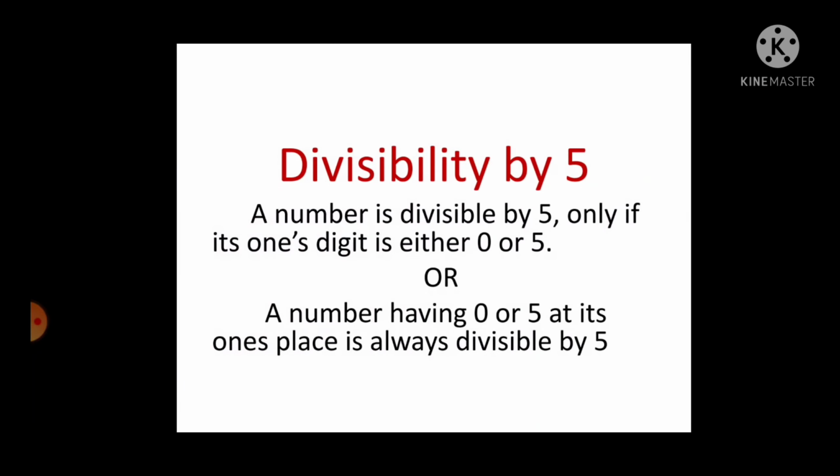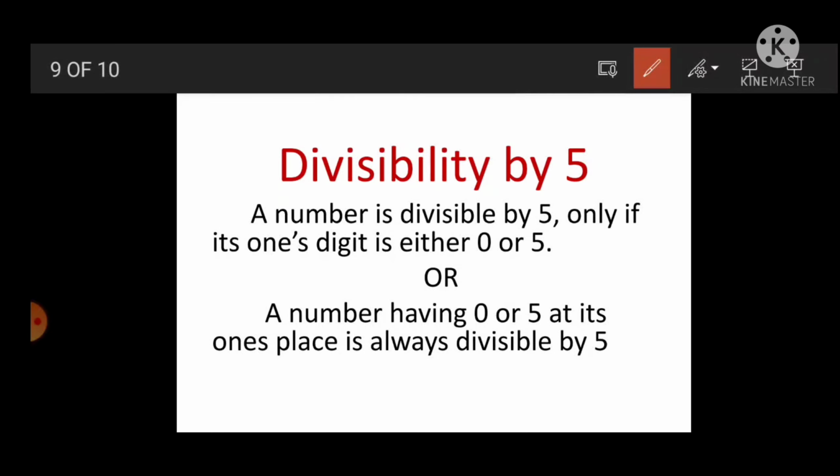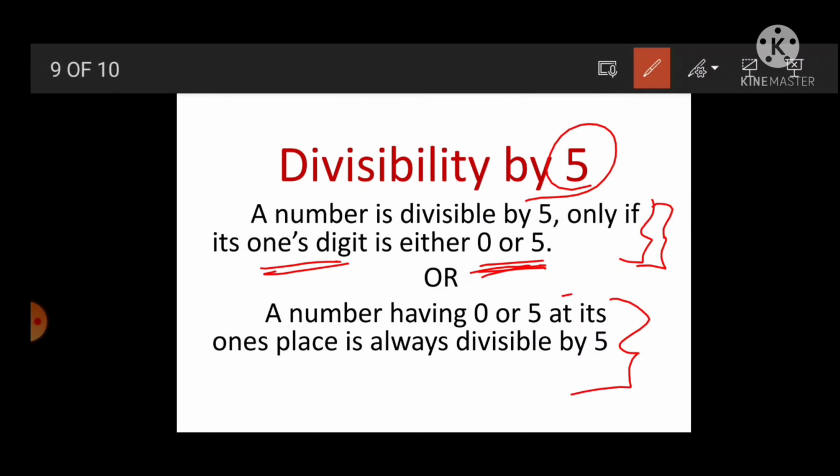What is the divisibility by 5? A number is divisible by 5 only if its ones digit is either 0 or 5. Very easy test. We have to check the ones place digit. If there is a 0 or 5, then the given number is divisible by 5. In other words, with the same meaning, a number having 0 or 5 at its ones place is always divisible by 5. Okay. Then see some examples.